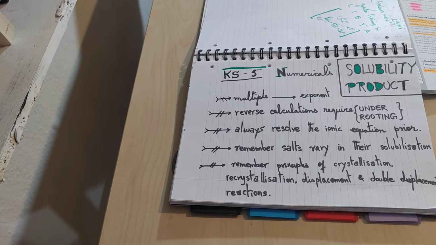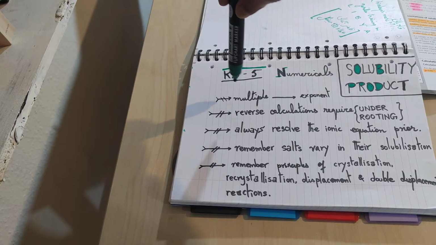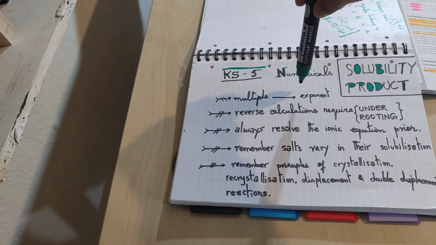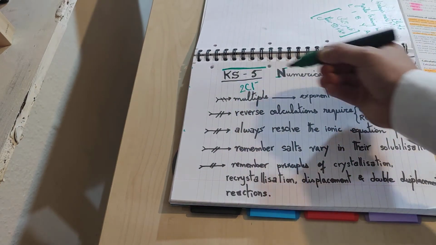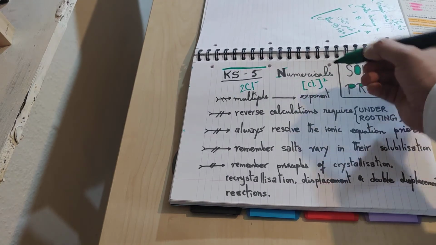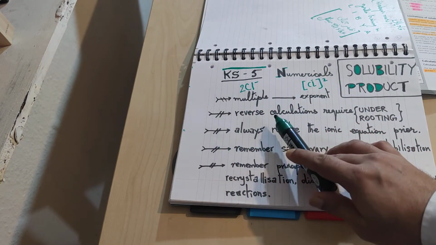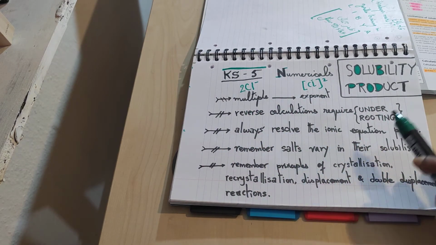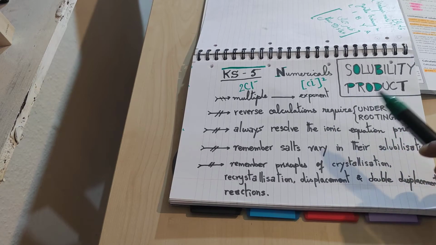Whilst doing numericals, you'll have to make sure that the multiple is converted into an exponent. So for example, if it's 2Cl, in the equation it'll become the concentration of chloride squared. And then you have to learn to reverse the calculations as well, and when you do reverse them, you'll have to perform underrooting, root of fifth root, fourth root, third root, depending on whether they were pentupled, quadrupled, or trebled.